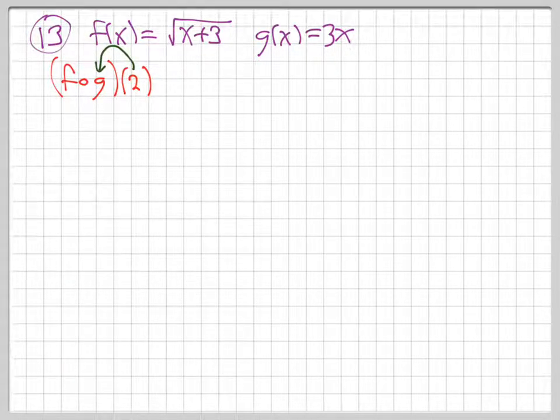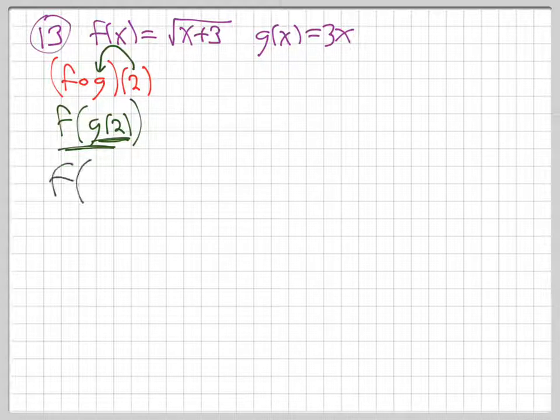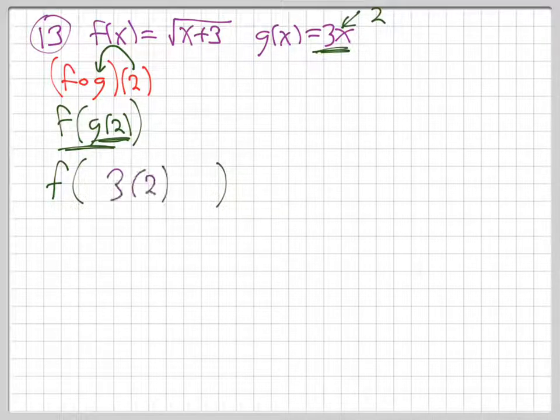In fact, I think it's best, let's just rewrite it like this. This is what it really means. It means g of 2 is in g, and the whole thing's in f. All right, so let's start with the inside. What's g of 2? Well, that means you take this function and you put a 2 in. So it's going to be 3 times 2 inside of f. I just put the 2 into g, and so I get f of 6.